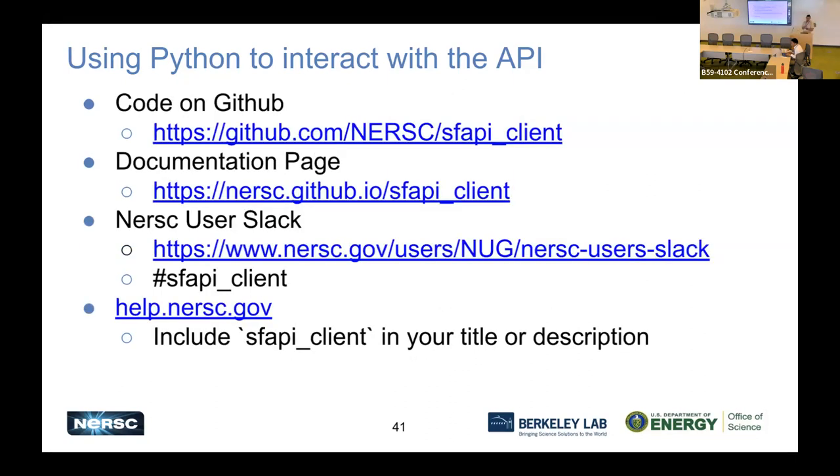So we have some information. All the code is up on GitHub at GitHub NERSC and then SFAPI_client. We have an automatic documentation page that comes from there as well, so all of the docstrings get automatically put onto this documentation page. And I just created, yesterday, a channel called SFAPI Client on our NERSC user Slack. If you start using the client library and have more questions, feel free to reach out there or come to help.nersc.gov and talk about the SFAPI client. Let us know, and it should get to the right people.